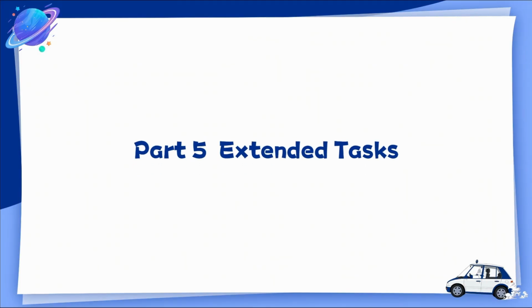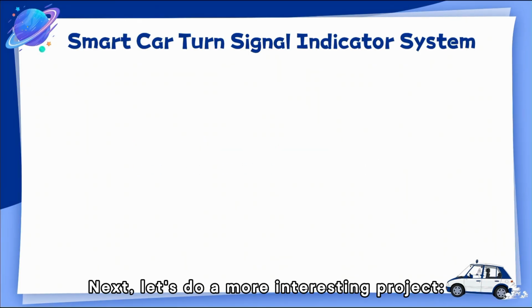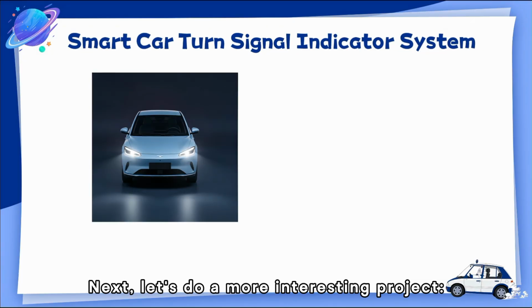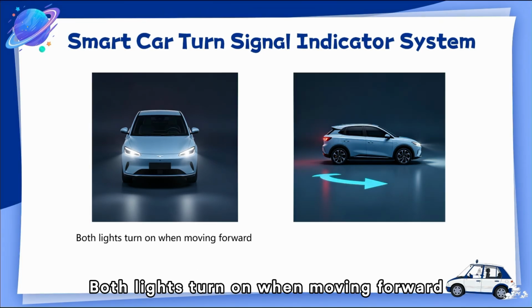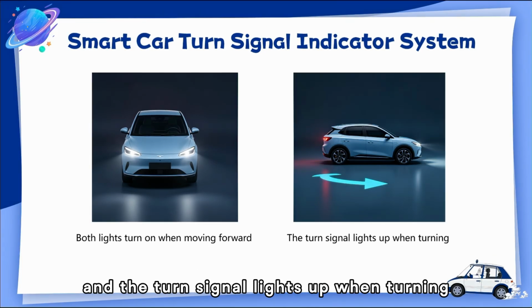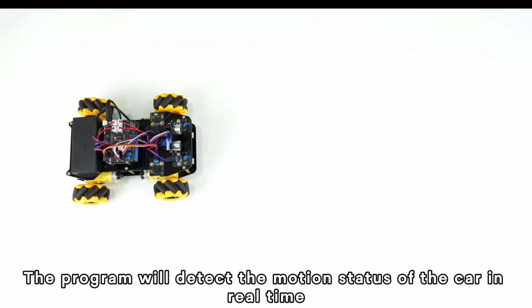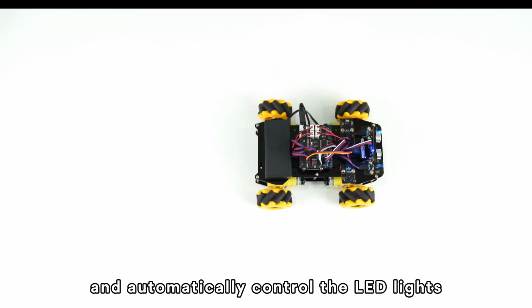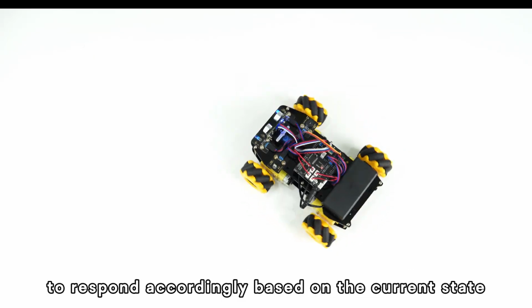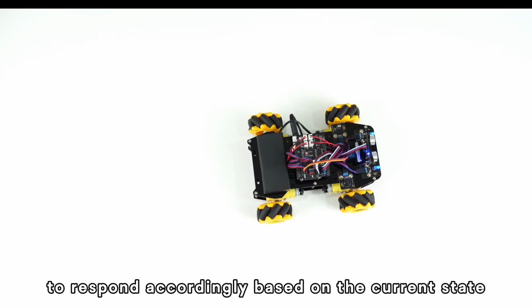Part 5. Extended Tasks. Next, let's do a more interesting project. Make the LEDs change according to the smart car's actions. Both lights turn on when moving forward, and the turn signal lights up when turning. The program will detect the motion status of the car in real time and automatically control the LED lights to respond accordingly based on the current state.